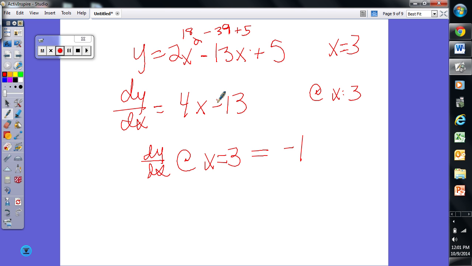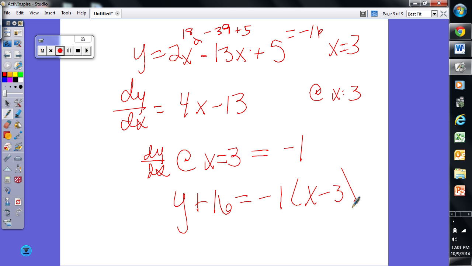So I'm going to plug in 3 for x. 4 times 3 is 12, minus 13, gives negative 1. And for y, plugging in 3, I get negative 16. So our equation is going to be y plus 16 equals negative 1 times x minus 3. That is the equation of the tangent line. Uh-oh, that's not what this says. Oh wait, maybe it is. If I distribute this, I get positive 3 minus 16, negative 13. That's right.